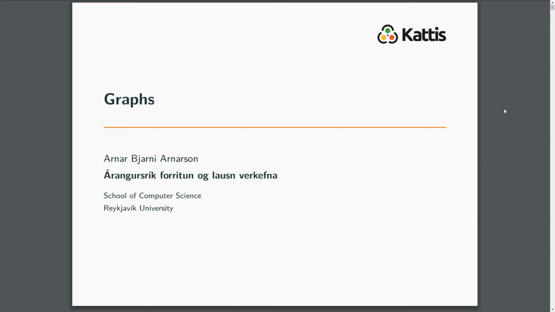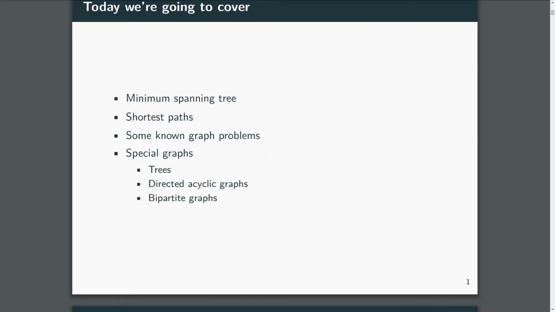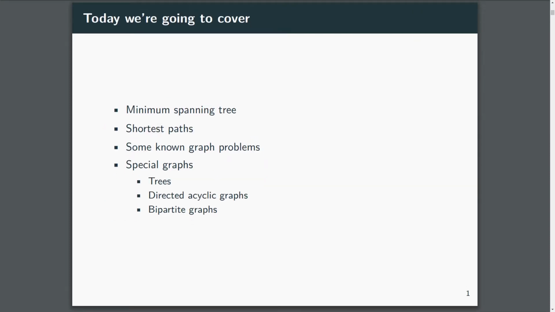Okay, today we're gonna continue with graphs. And we're gonna go over a minimum spanning tree, shortest paths for weighted graphs, some known graph problems, which is good to have in your mind. And then we're gonna cover a bit some special graphs, like trees, directed acyclic graphs, and bipartite graphs.